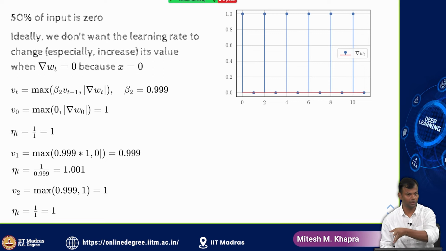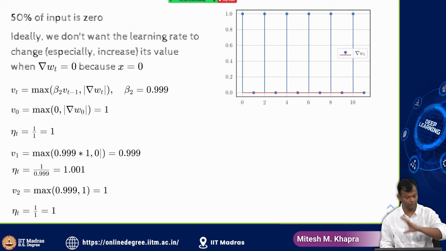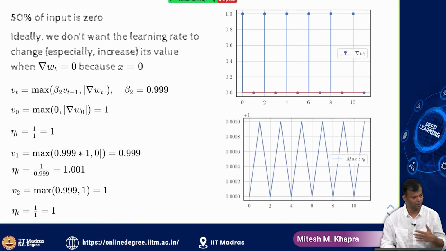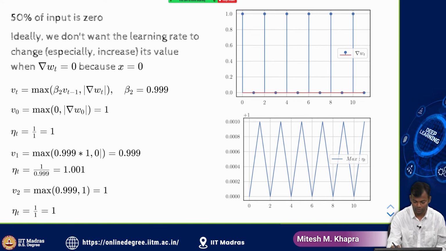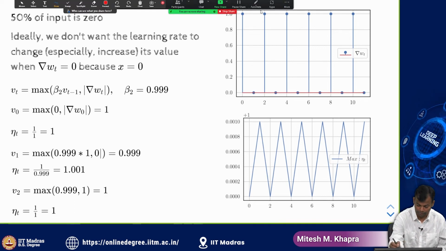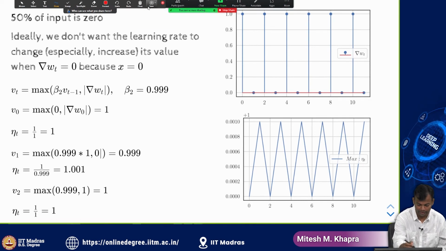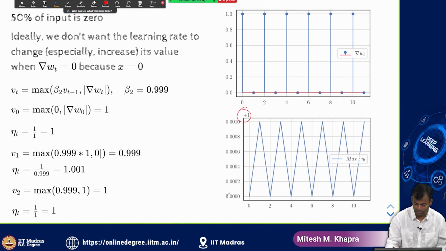The next input is 0. So again, it will be 1.001 and so on, right? So this is what my learning rate is looking like. So remember, on the x-axis, this +1 you need to do, right? So it was easier to draw it like this. So this is a +1. So this is 1.001, 1.002 and so on, right?